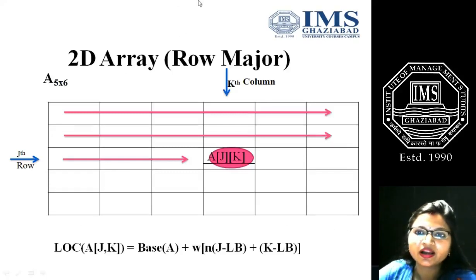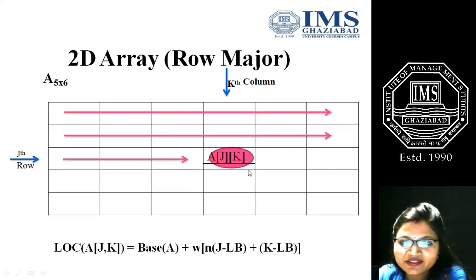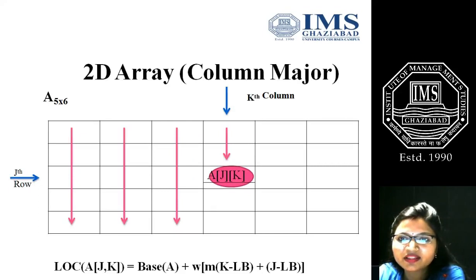So in row major order, A[J][K] is base of A plus W, the size of the data type of each element, times n, the total number of columns, times J minus LB, plus K minus LB. Same case is with the column major form.